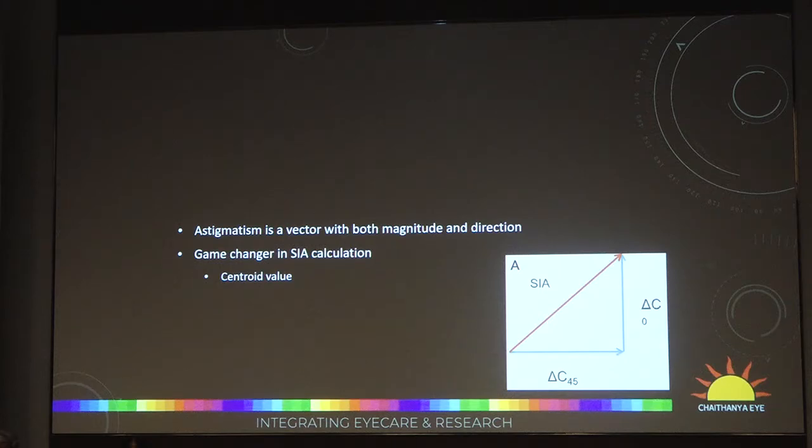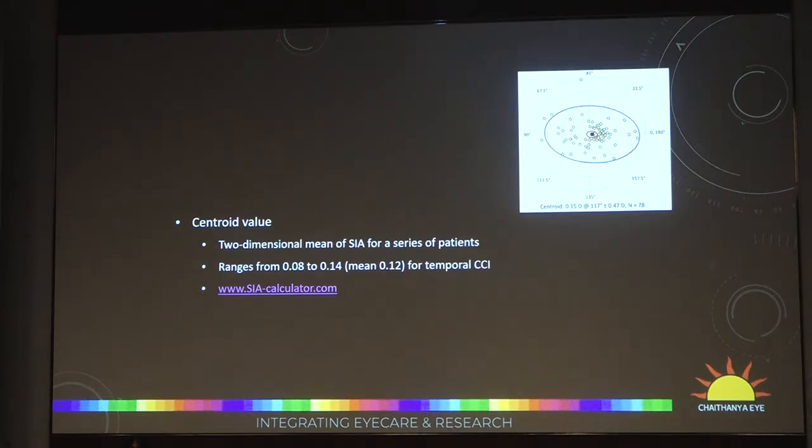So the SIA has been shown by Dr. Hill to not change too much. And the vector analysis of SIA has been a game changer. According to the centroid values, the mean, which is a two-dimensional value of SIA for a series of patients, it has been seen that for sub 3 mm incisions, it ranges from about 0.08 to 0.14. So if you don't bother to calculate SIA, you can just key in a value of 0.12 if you're doing a temporal clear corneal incision.